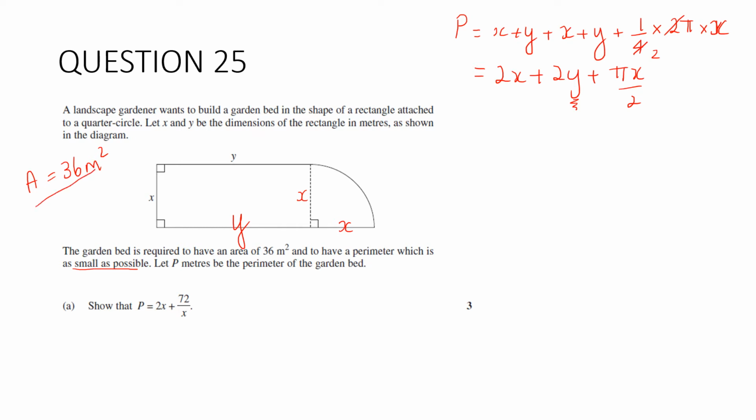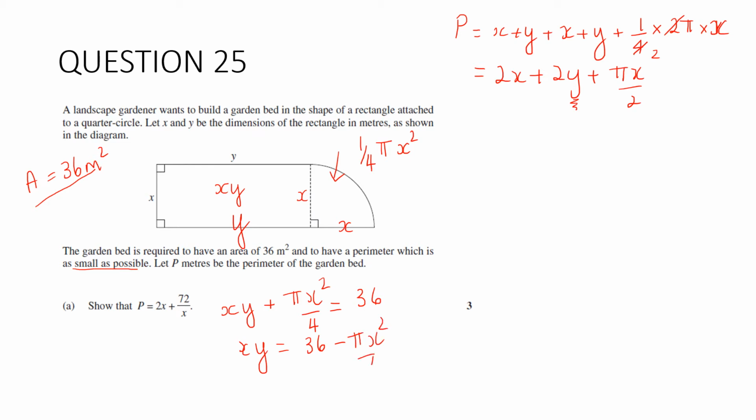We want to get rid of this y, so let's use the other piece of information we have, which is the area. The area of the rectangle is xy. The area of the quarter circle is a quarter pi r squared, which is pi x squared on 4. So our area is xy plus pi x squared on 4, and that equals 36. Making y the subject, xy is equal to 36 take away pi x squared on 4. Dividing through by x, y is equal to 36 over x, take away pi x on 4.